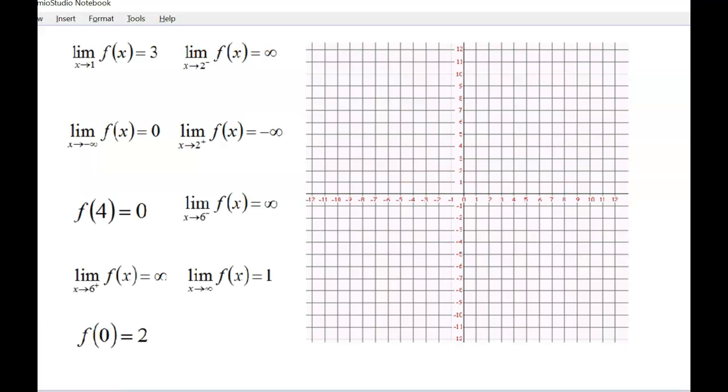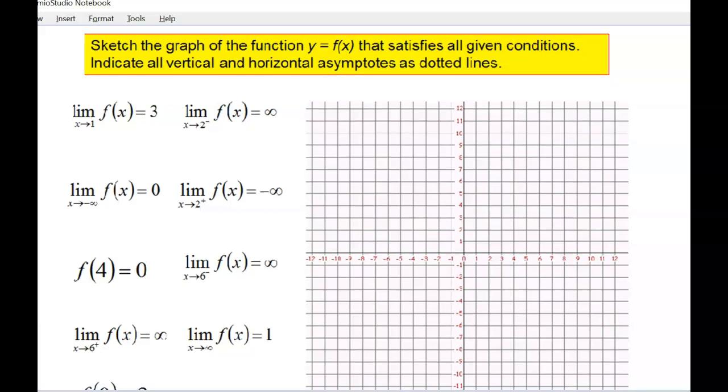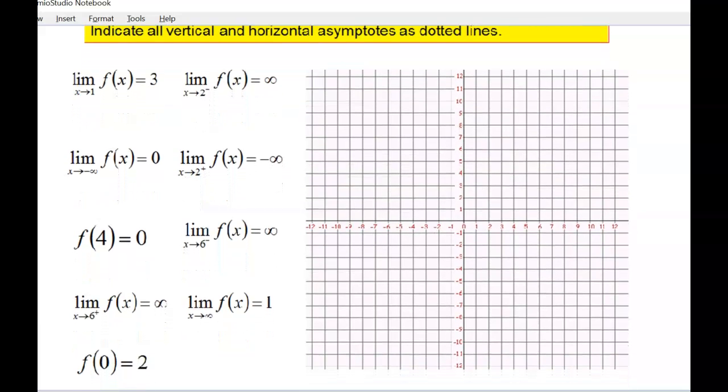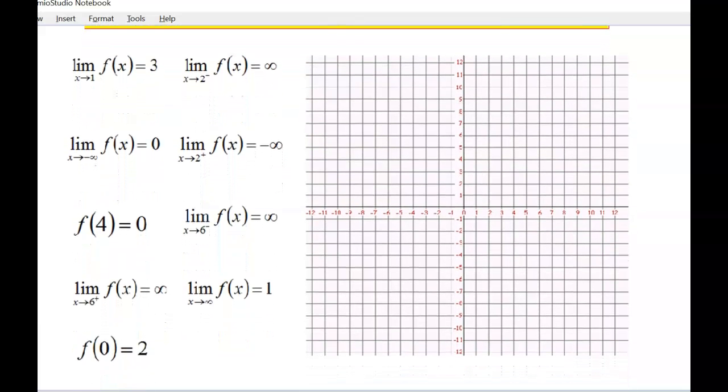So say we're given the following conditions, and we want to draw a picture of a function that has all of this information here, okay? And if we look at the question, it says we want to sketch this and use dotted lines for vertical and horizontal asymptotes, okay? So let's start off, first of all, with f of 0. Again, these don't have to be done in any particular order, but all these conditions have to be met.